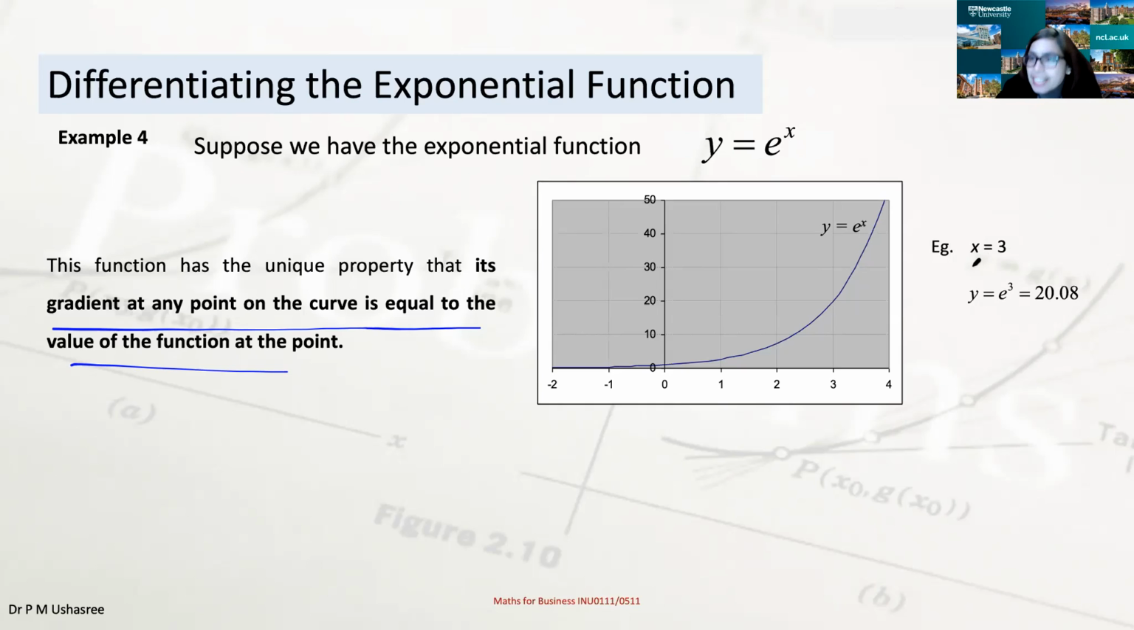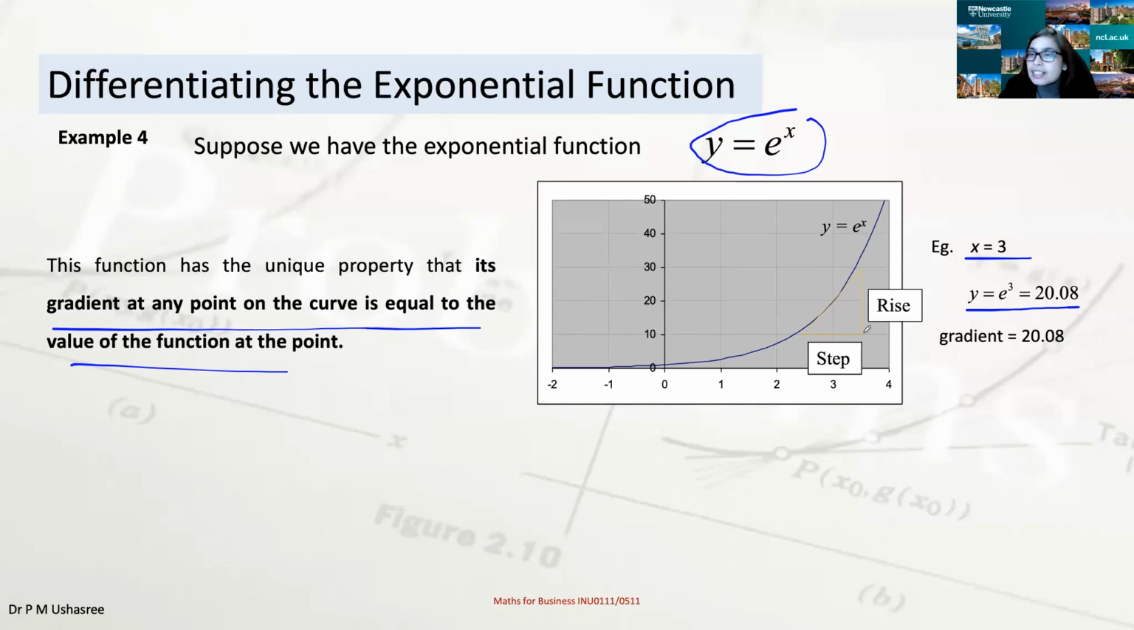Yeah, so let's take an example. We're not going to prove it here, but let's take an example. X is equal to 3. So that means y is equal to e to the power of 3 for this function, okay? So that is nothing but 20.08, okay? If I try to find the gradient here, you can draw this curve using Desmos and try it yourself. And if I try to find the gradient by finding the rise and the step, as we did in week 5, you will see that the gradient is 20.08. It's the same as the function. Gradient and the function are the same.